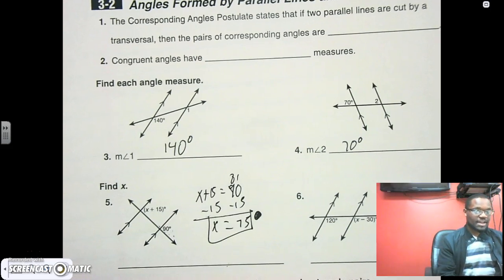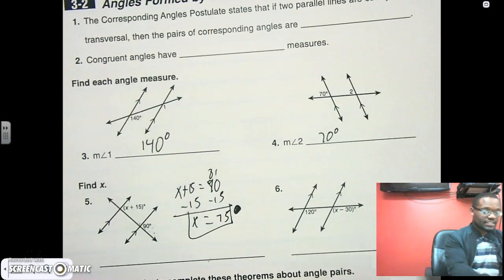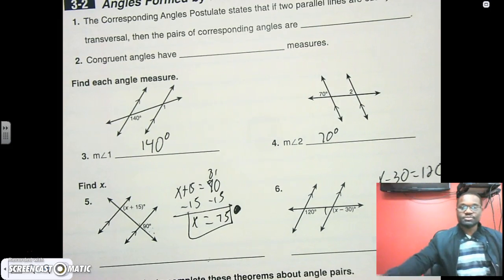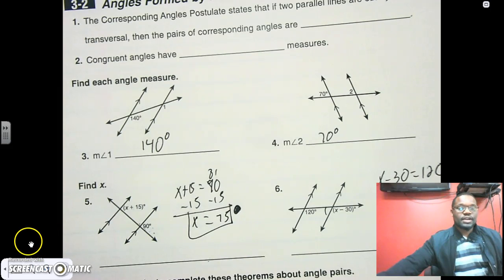One more. I don't know if I'm going to have time. Actually, I'm not, but I'll set this one up for you. x minus 30 equals 120, because that's the same relationship that they have. All right guys, we'll stop right here and pick up later.